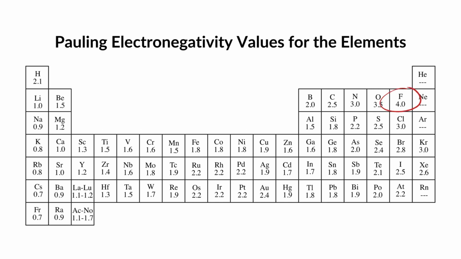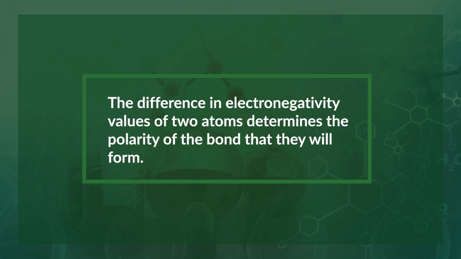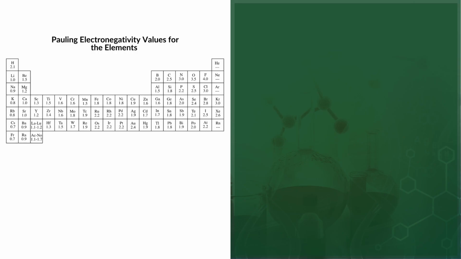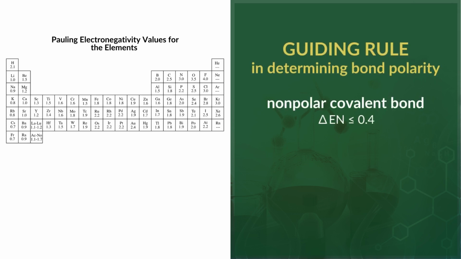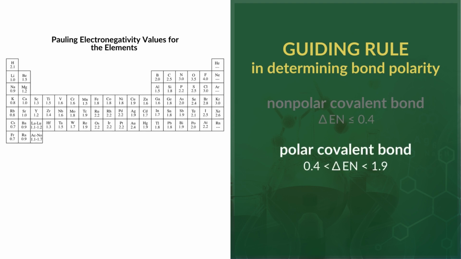It's quite handy to know about this scale because the difference in electronegativity values of two atoms determines the polarity of the bond that they will form. If the difference is less than or equal to 0.4, then the bond is considered as nonpolar covalent. If it is between 0.4 and 1.9, then the bond is considered as polar covalent.